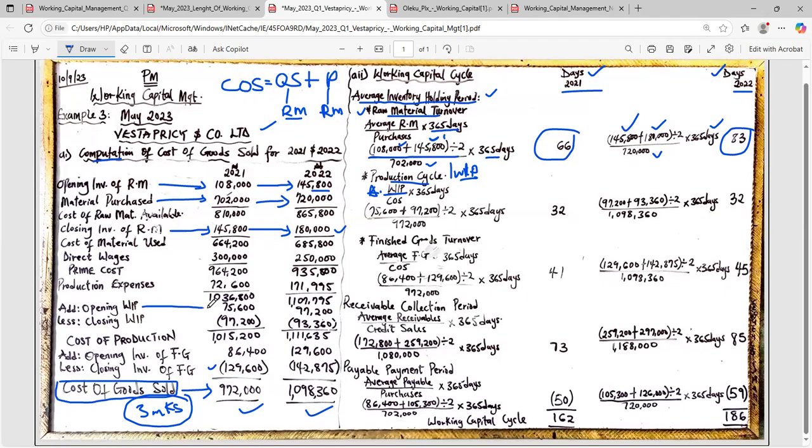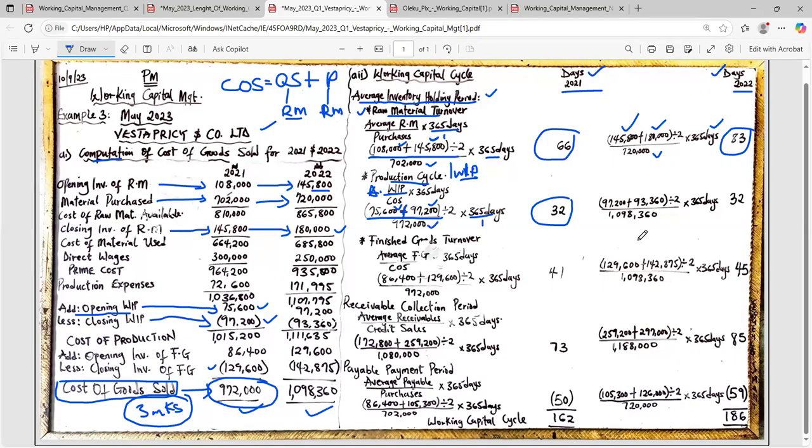So just come here and focus. For 2021, our opening work in progress is 75,600. That's what we have here, 75,600. Plus, what's our closing work in progress? 97,200. Divided by 2 over, what's our cost of sales? Our cost of sales is 972,000. That's this 972,000. Then multiply by 365 days, you get 32. Confirm my figure? Confirmed, yes.